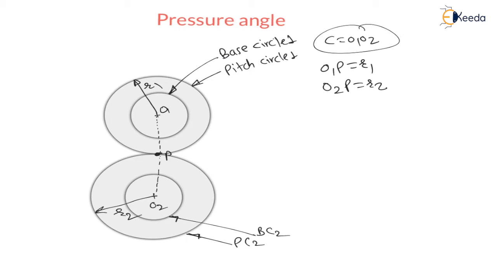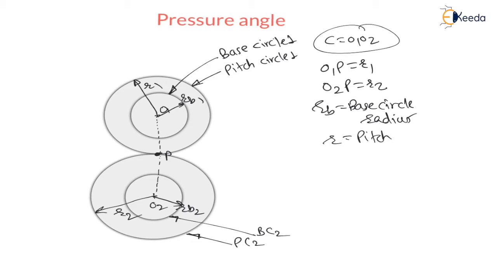Again there will be a base radius also, right? There will be a base radius, this will be RB2, and there will be another base circle radius, that is RB1 for first circle. RB is base circle radius, and R is pitch circle radius. This is very important, right? Remember this. Now let us go for the analysis.